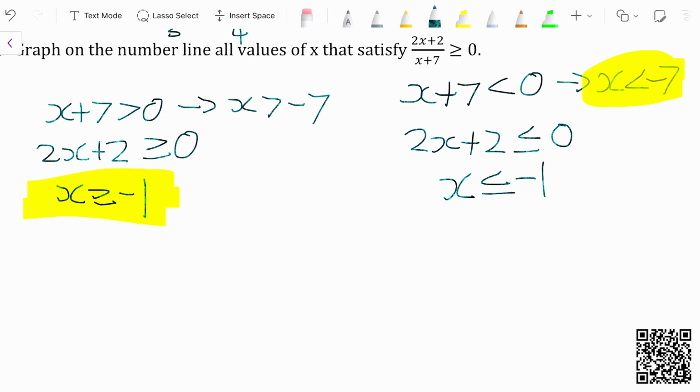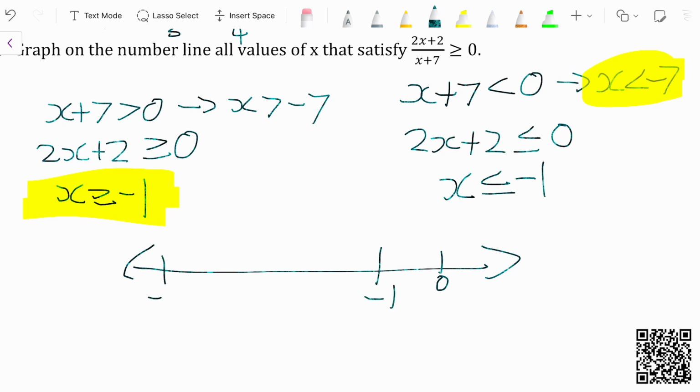You guys can't forget that, or else you won't be able to graph, because you won't have 2 points. So our 2 points right now are, let's say this is 0, just as a little marker. This is negative 1. And this is negative 7. Since negative 7 is an open dot, it's going to go this way. This is negative 1. This is a closed dot because it's greater than or equal to. Goes that way.